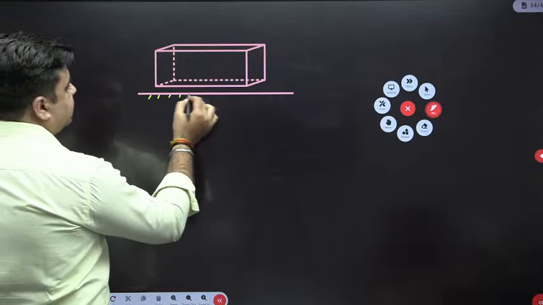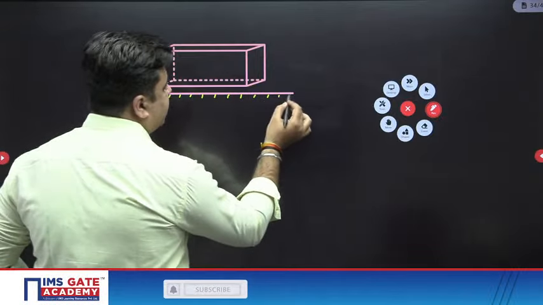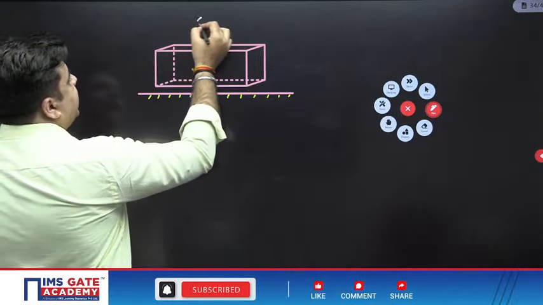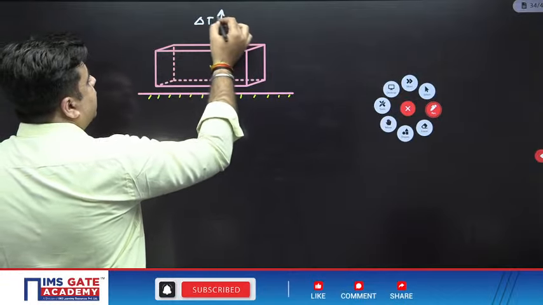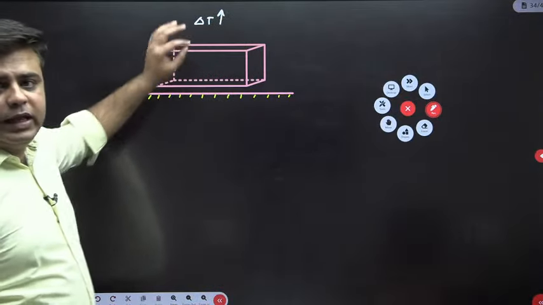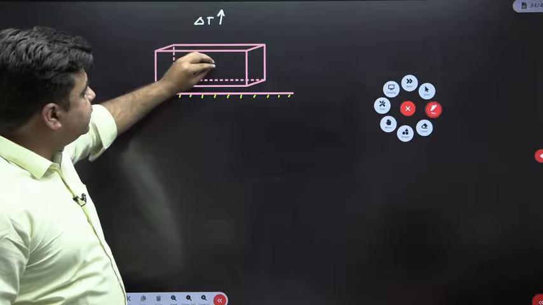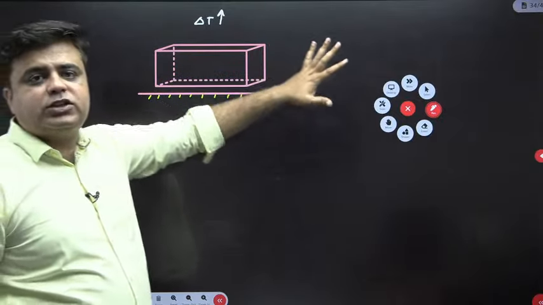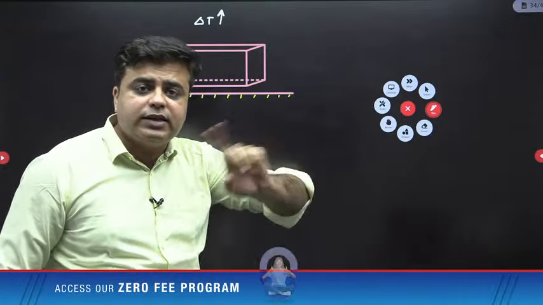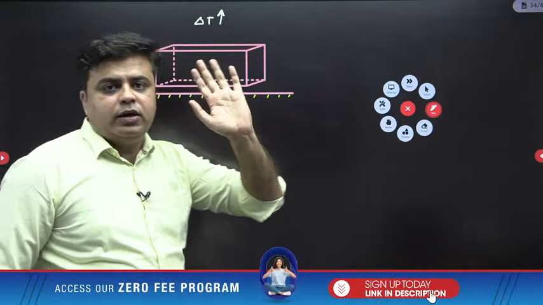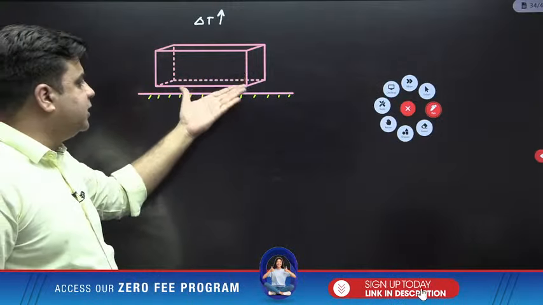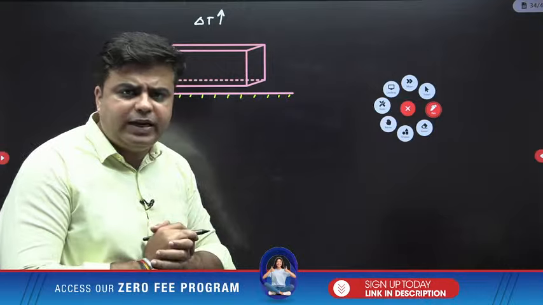It is a bar which is kept on a horizontal frictionless surface. If I increase the temperature of the bar, what will happen? This bar will undergo free expansion. There will be no stresses induced in the bar, because this bar is not restrained from any direction.